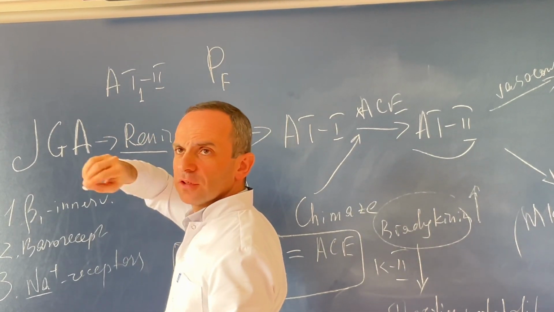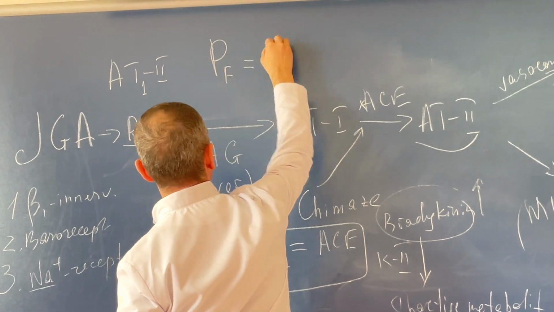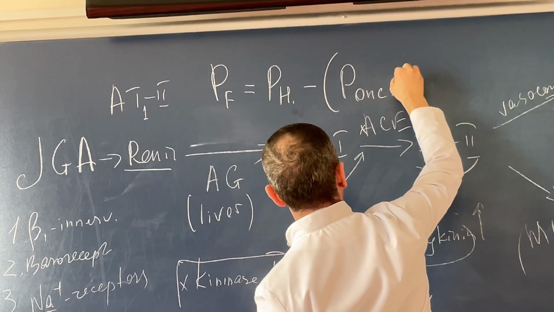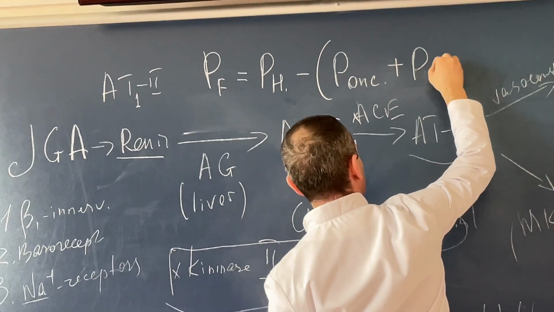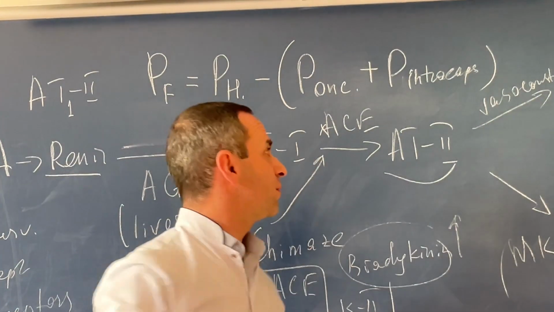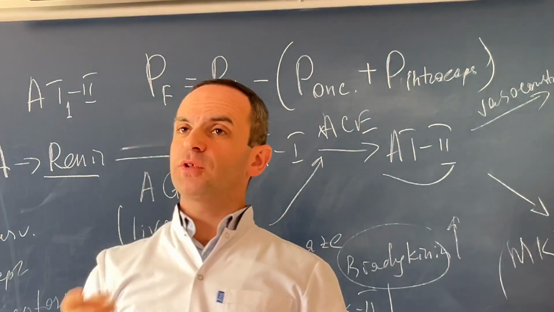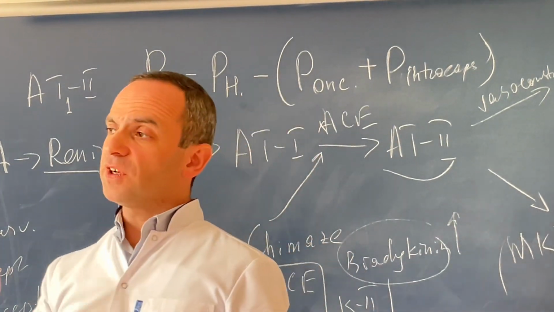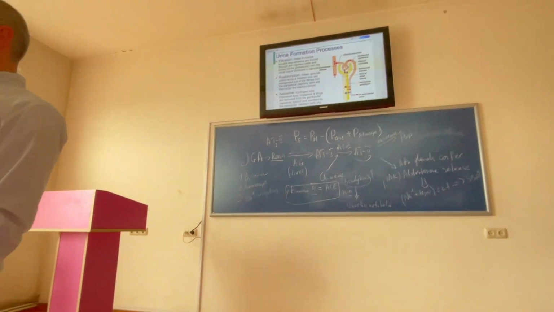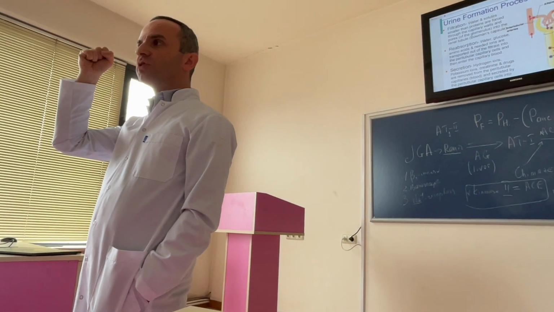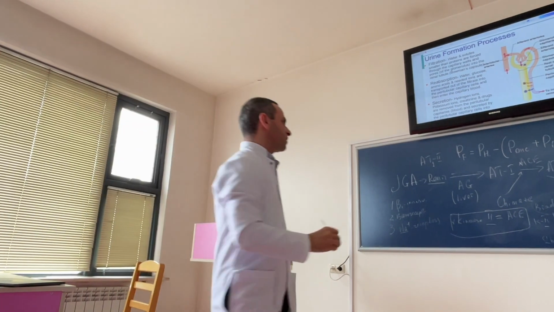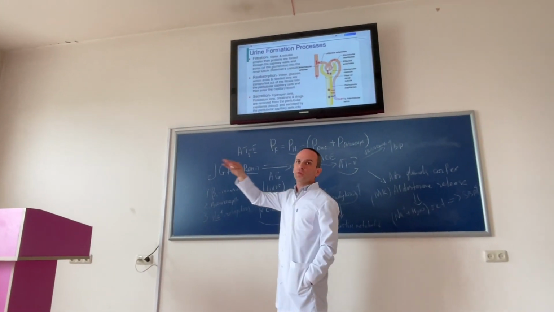Net filtration pressure is equal to hydrostatic pressure minus oncotic or colloidal pressure plus intracapsular or intraglomerular pressure. In other words, it is the pressure difference between vas afferens and vas efferens. On vas efferens, there is an angiotensin II receptor, and when angiotensin II binds with its receptor, we have vasoconstriction, and it contributes to filtration.